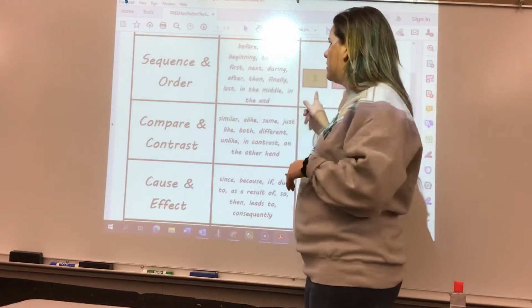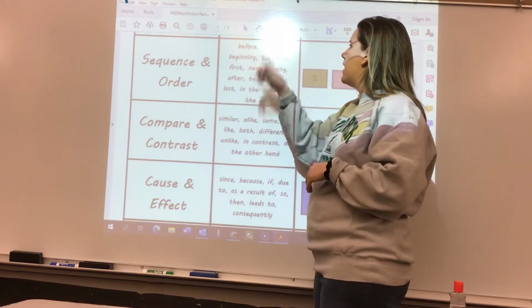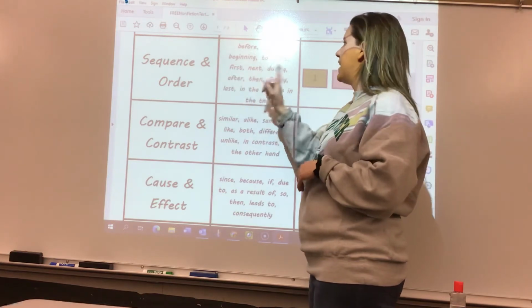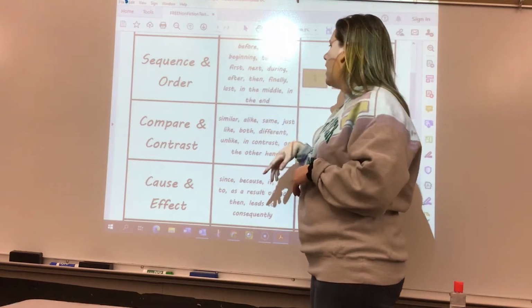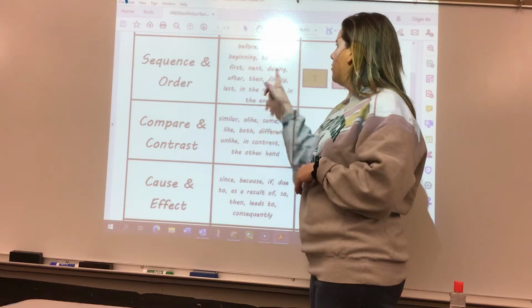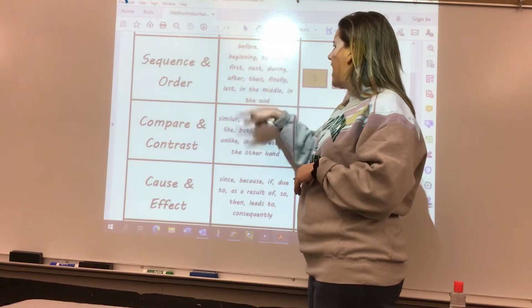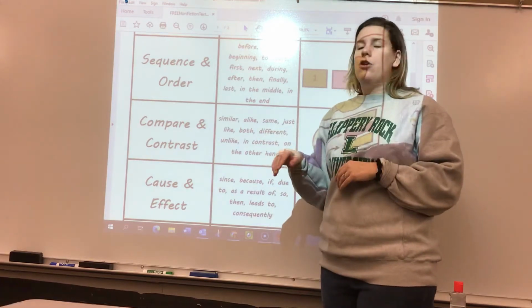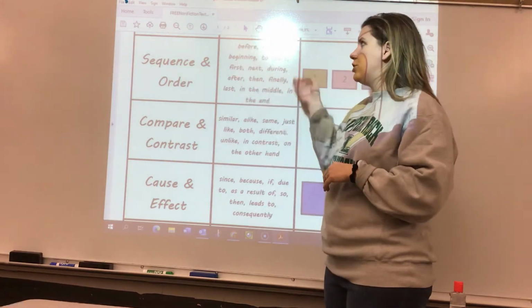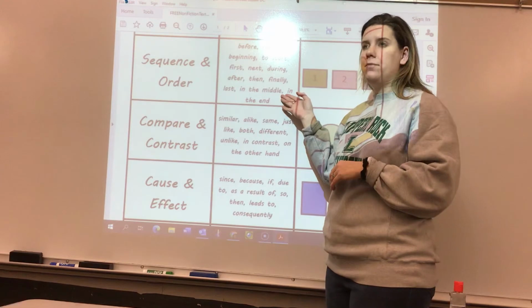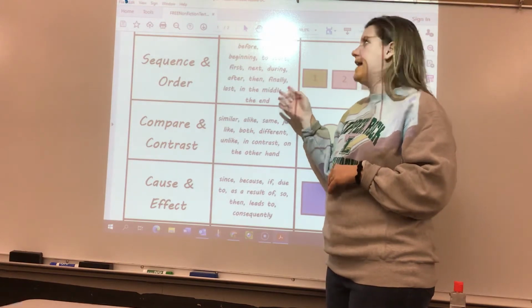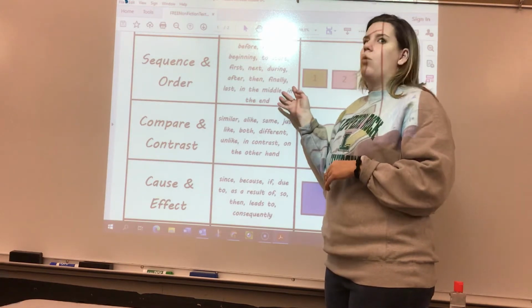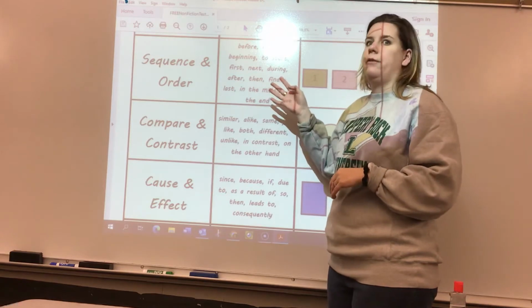You have a couple of keywords here. You have before, in the beginning, to start, first, next, last. We have like before, then, finally. It might just have dates in it, those types of things. So those are the keywords you're going to look for. And then in this worksheet, that's something that they might ask you: what are the keywords that helped you figure this out?